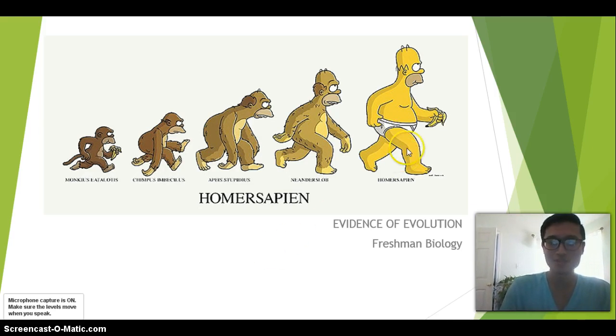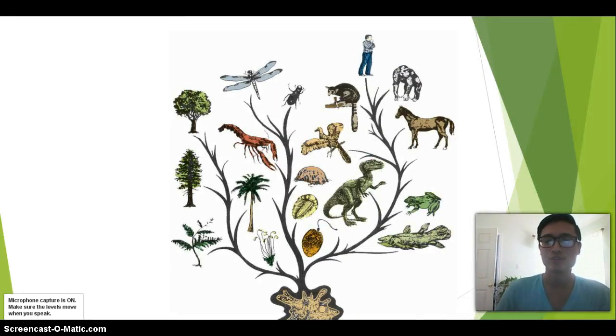Now, I have this funny image of Homer Simpson. A lot of you guys might watch The Simpsons, right? And his possible ancestors as we go further and further back in time, okay? Now, this shows evolution kind of on a linear time scale. But when you guys are thinking about evolution, I actually want you guys to think of something more like this, which is like a tree of life.